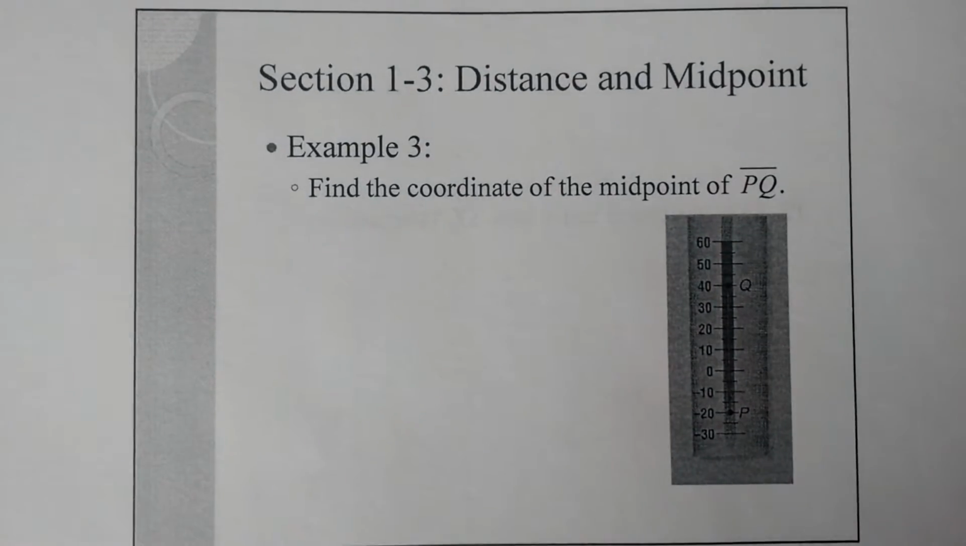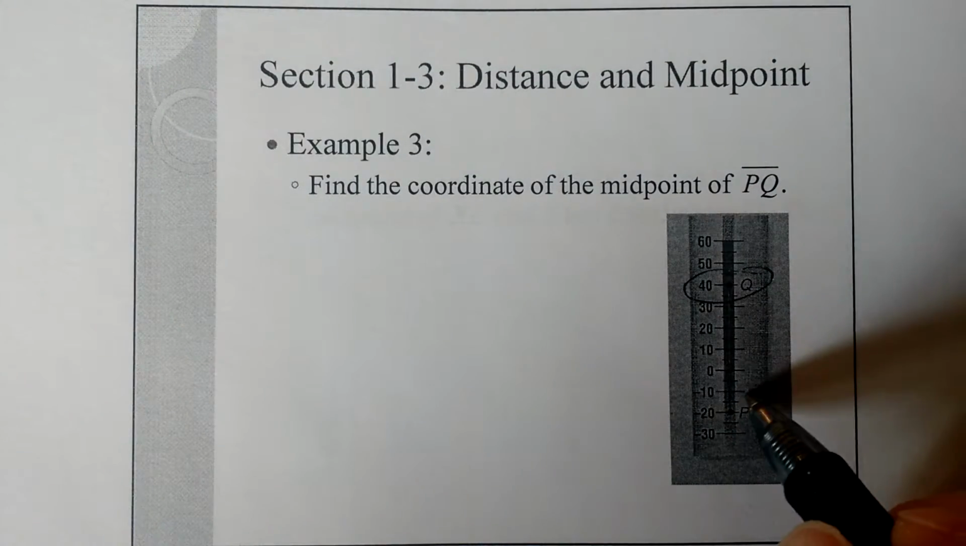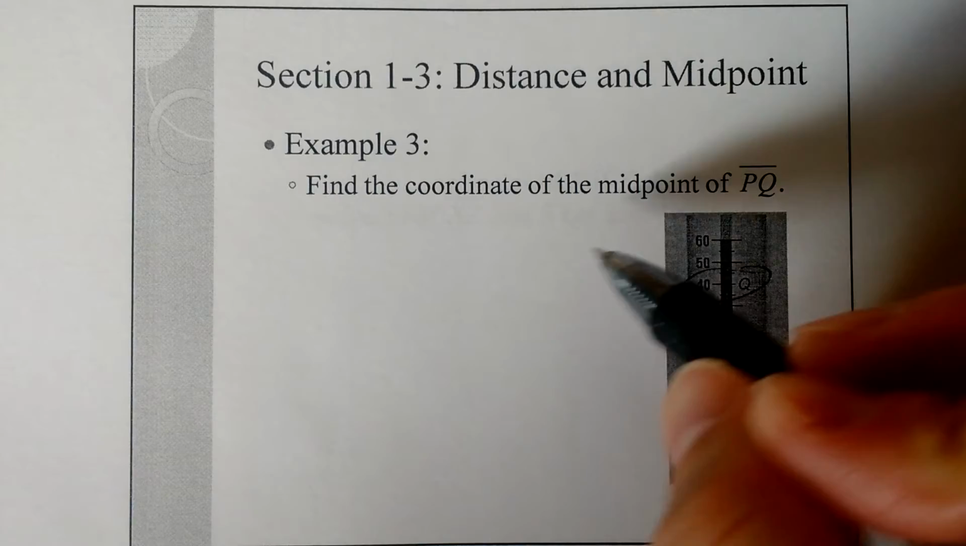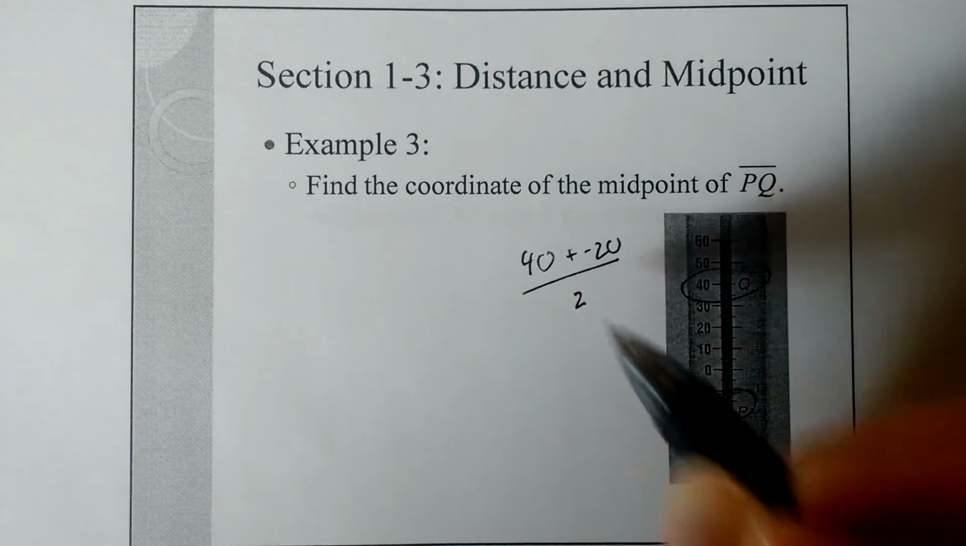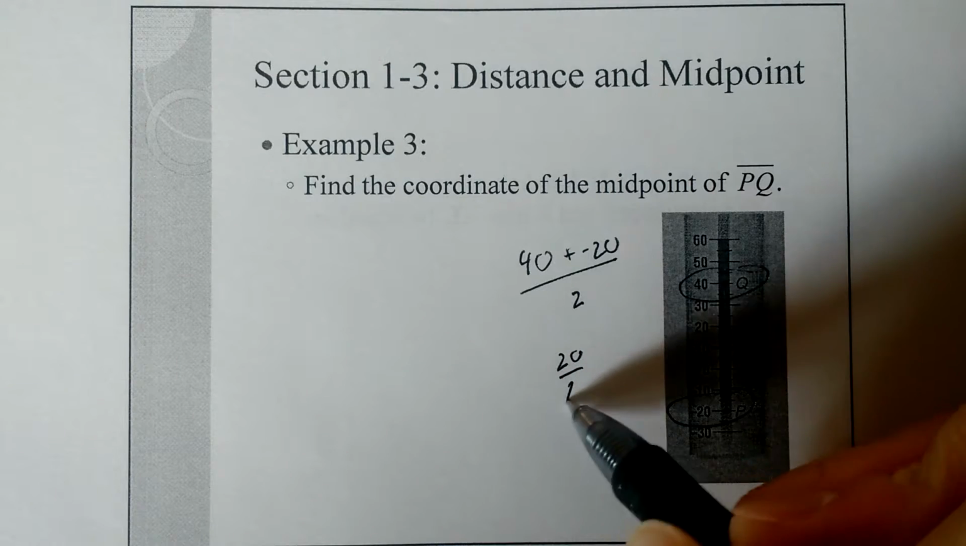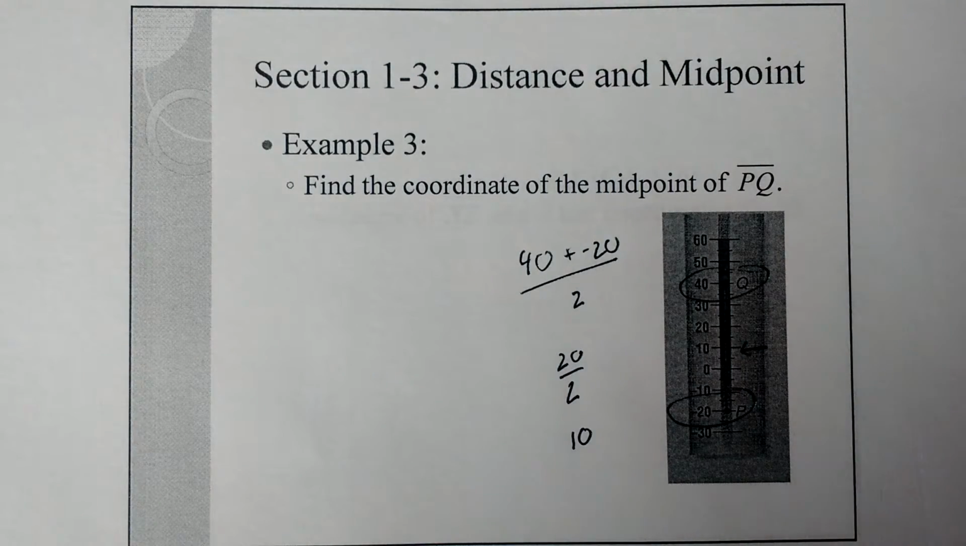So first example here, or example 3. Here is Q, which is at 40. Here is P, which is at -20. To find the midpoint, you add the values together and divide the answer by 2. So that's 20 divided by 2. So the answer is 10. And if you look, 10 is about halfway between 40 and -20.